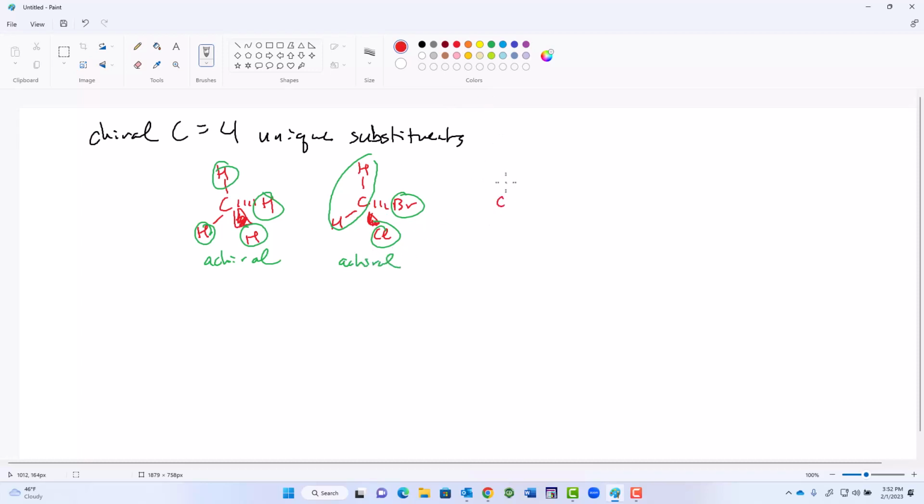However, if we have a carbon, say it has a chlorine, and has a bromine, and it has a hydrogen, and it has a CH3, we have 4 unique substituents around this carbon in the center. So we would call this carbon chiral. This would be a chiral carbon. Sometimes it's given with a star next to the carbon.